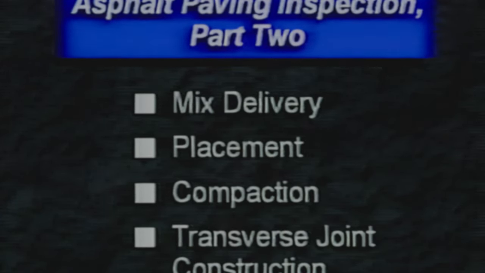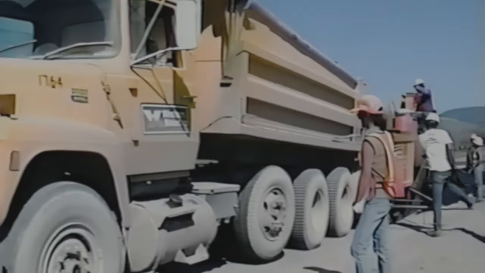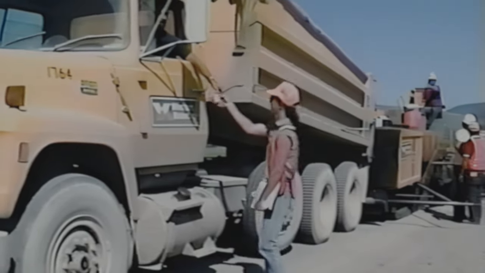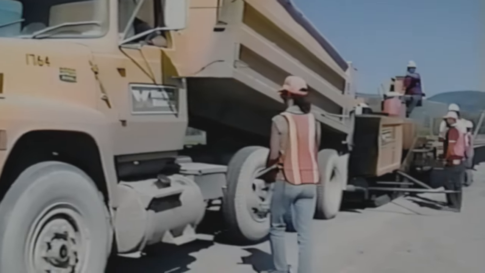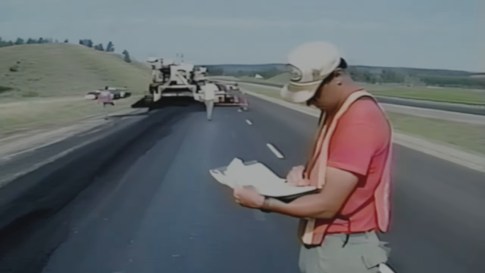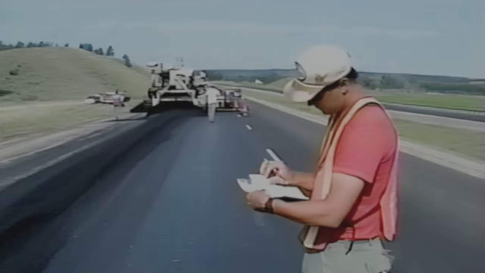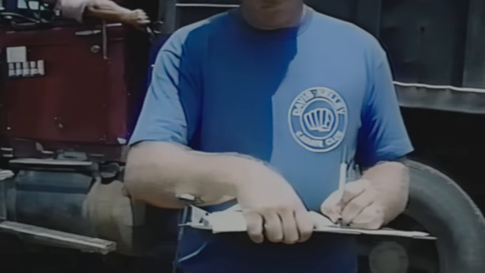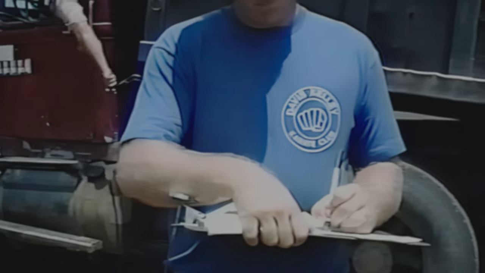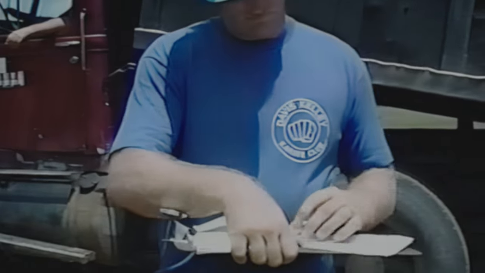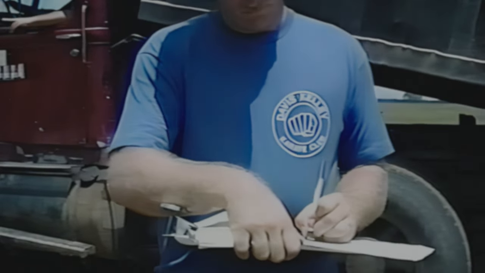We'll start with delivery of the mix. The first thing to do is collect the delivery ticket from each haul truck. The ticket tells you the type of mix, the weight of the material, the time the truck left the plant, and in some cases the project number. Your job is to record the time the mix was received and where it was placed on the job. You'll need this information later to calculate the amount of material placed.